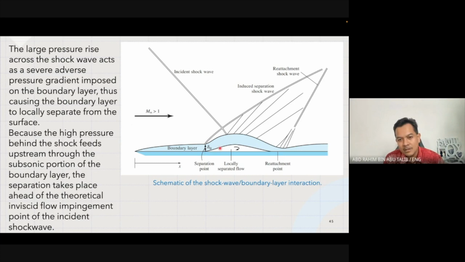You can see that. So the boundary layer is now locally separated. Locally separated flow, it is detached from the surface. Where we can see here, delta naught is the separation point. And the high pressure behind the shock feeds upstream through the subsonic portion of the boundary layer. As we already said earlier, near to the wall, it is subsonic. Very at the edge there, it is supersonic, and the separation takes place ahead of the theoretical inviscid flow impingement point of the incident shock wave. So even though the impingement happened quite late over there, basically the separation took place a little bit earlier than the impingement point.